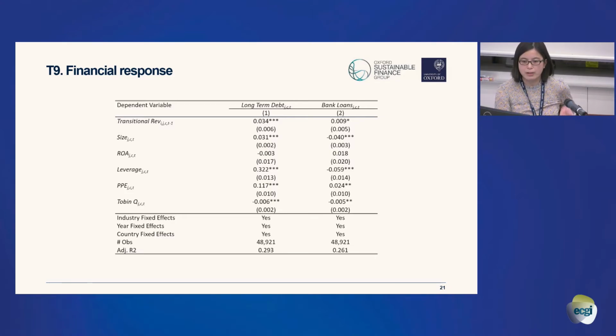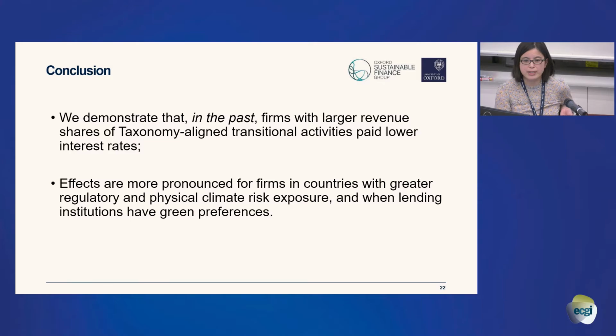So our conclusion is that this study demonstrates that, at least in the past, before the introduction of the EU taxonomy, sustainable activities were already priced by the lenders, the banks. The effects are more pronounced for firms in countries with greater regulatory and environmental policy stringency and more exposure to physical risk, and when lending institutions have green preferences.